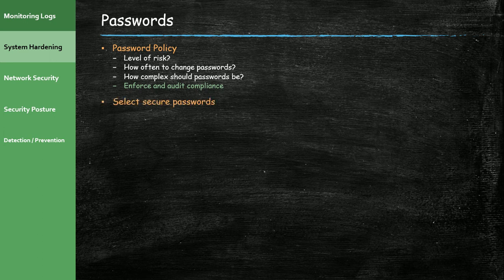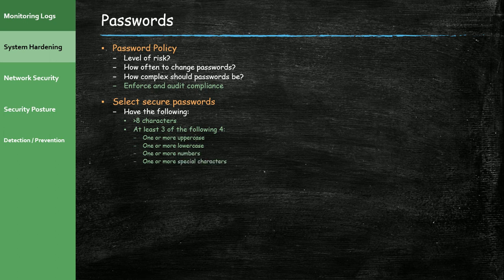For selecting a secure password, according to your book, passwords should have the following characteristics. They should be at least 8 characters, and they should have at least 3 of the following: one or more uppercase letters, one or more lowercase letters, numbers, and special characters. Now, they could have all of those, uppercase, lowercase, numbers, and special characters, but they should have at least 3 of those. It should not have any dictionary words, so there shouldn't be any recognizable words in the password.